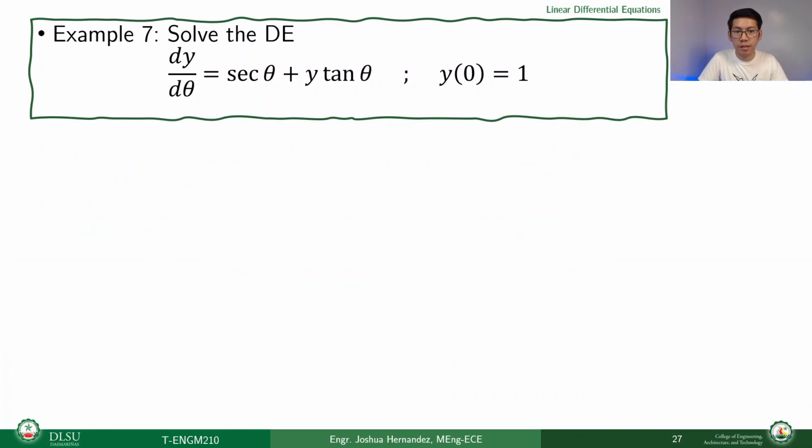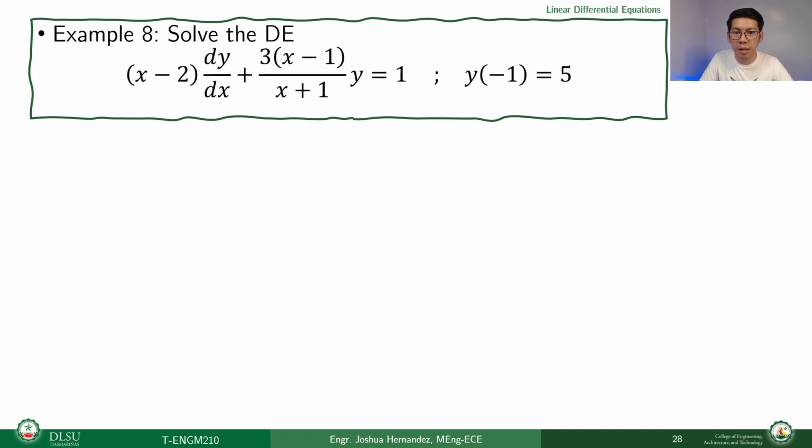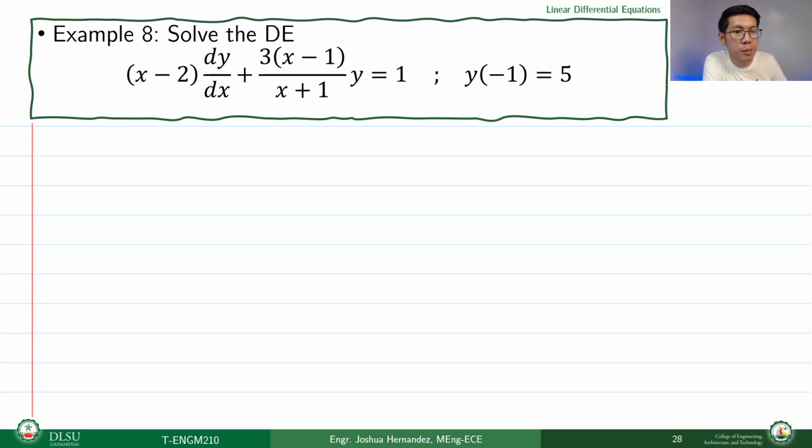Which is actually our last problem. We have x minus 2 dy over dx plus 3x minus 1 over x plus 1 times y is equal to 1. Now, clearly, this is not yet in the standard form. But it is easily noticeable that it is a linear differential equation because it has an f of x beside the y, and the dy over dx is also an expression of x, and y is of order 1. So, it is linear. Okay? So, we can apply the linear DE method to this.